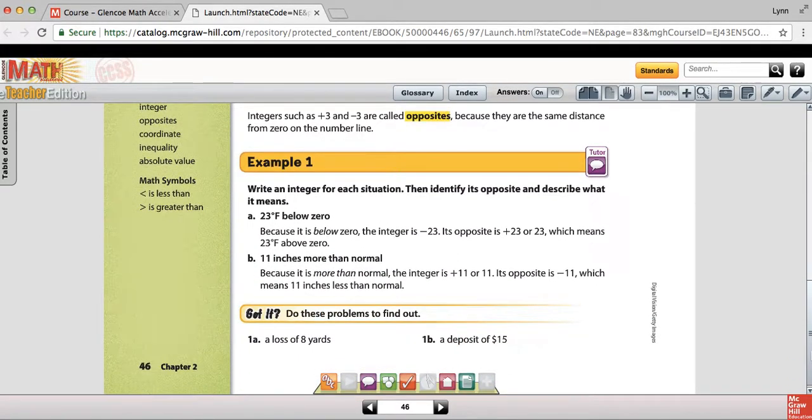In example 1, we're just writing integers for each situation, and for the Got It section that you will complete on your note sheet, 1A says a loss of 8 yards. And when we're talking about a loss, that will be a negative number, so 1A would be a negative 8. In 1B, we're talking about a deposit, and deposit is putting money into the bank, and so that would be a positive $15. Please make sure you have those answers on your note sheet for example 1.